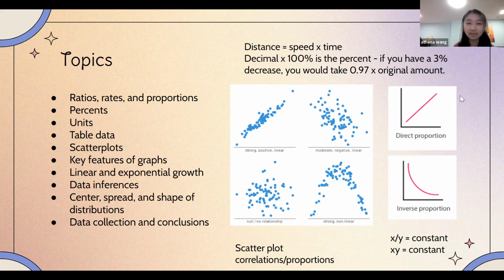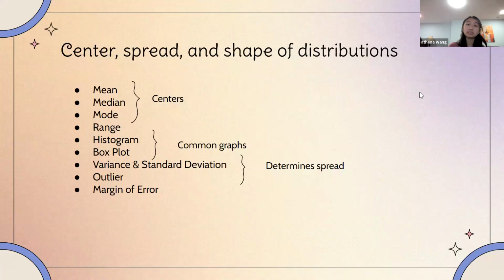Okay. So now we're moving on to the center, spread, and shape of distributions. The three centers we talk about are mode, median, and mean, and then range is a separate thing. I think we all know what range is. Common graphs are histograms and box plots, and we'll go over both of those. And variance, standard deviation, and outliers also help determine spread.